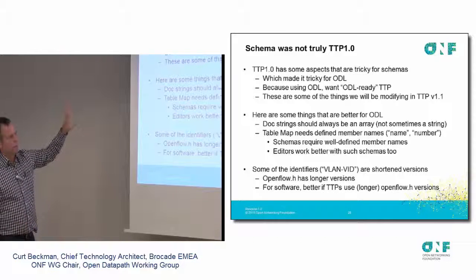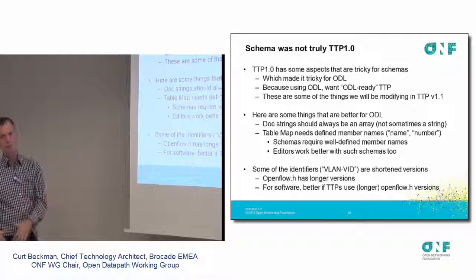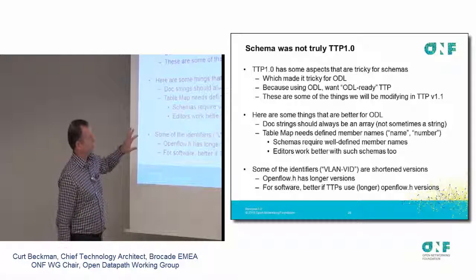I don't know if I mentioned, so Open Daylight, I mentioned that we can process TTPs with Open Daylight. They do that by writing a Yang model. The Yang model describes a TTP, and some things were difficult to describe in Yang. That's what really is driving us to make some changes.